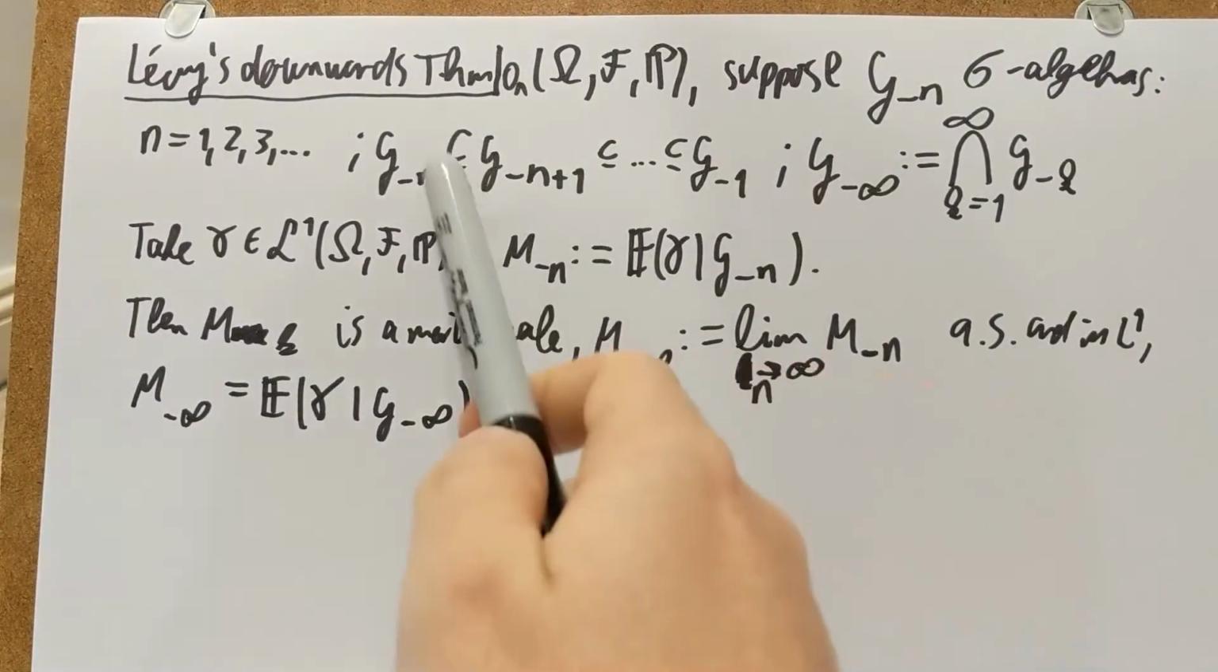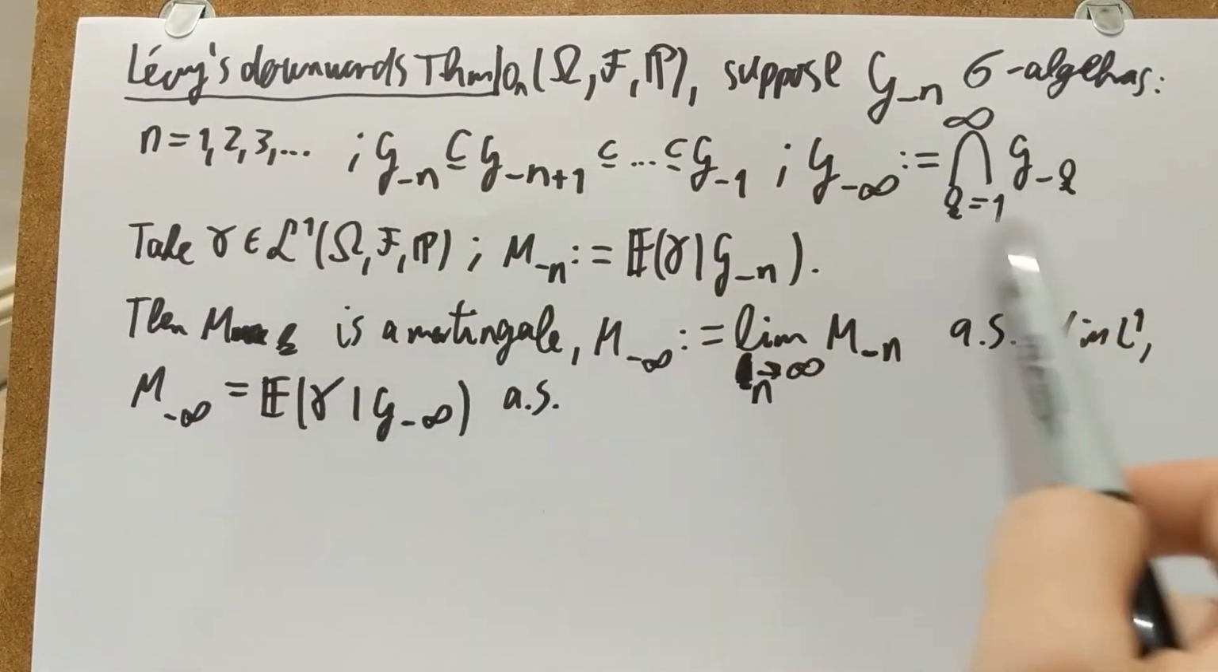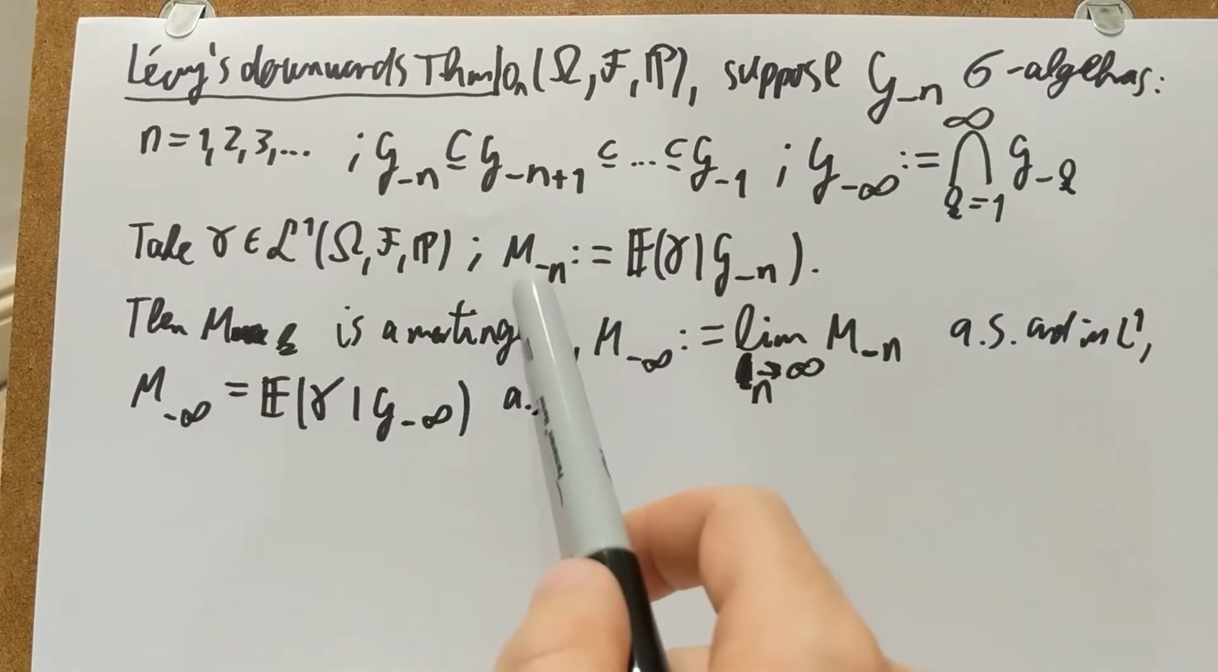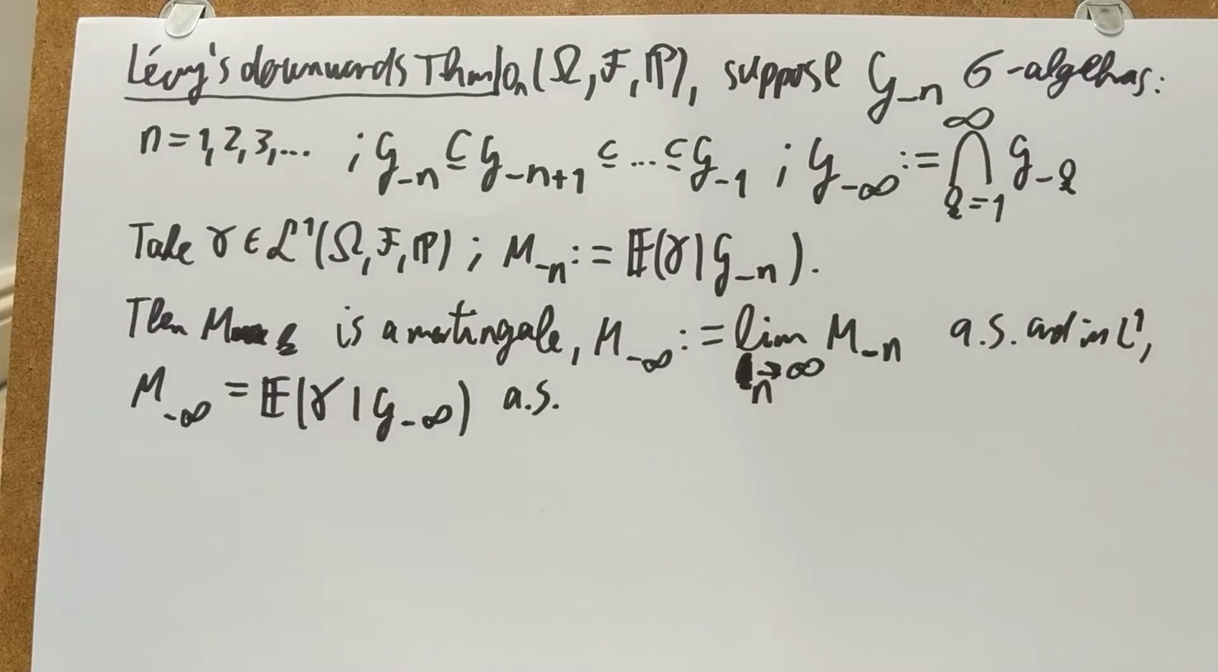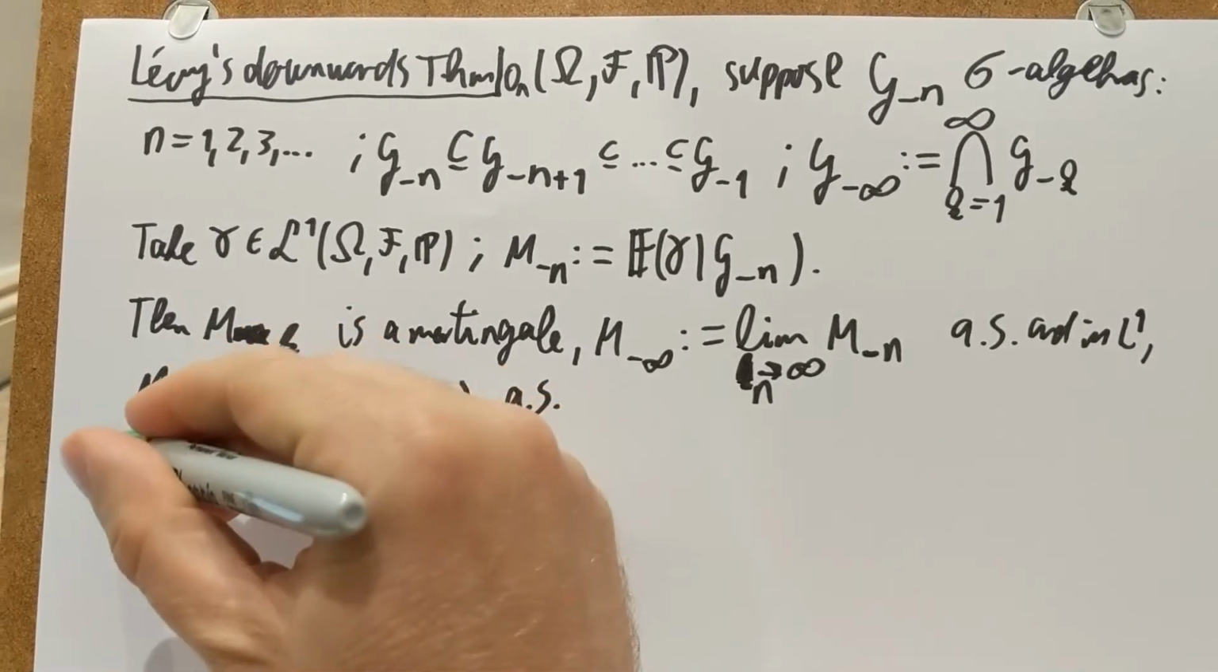We're looking at less and less information, and we're trying to find out what we can say about the quantity gamma conditioned on less and less information about our process. The statement is that there is a backwards limit as well, and you can essentially swap limit and conditional expectation. Now let me give you a sketch of proof. I'm not going to fully prove it. I'm going to give a sketch of proof.